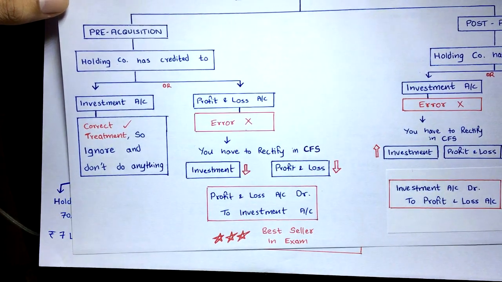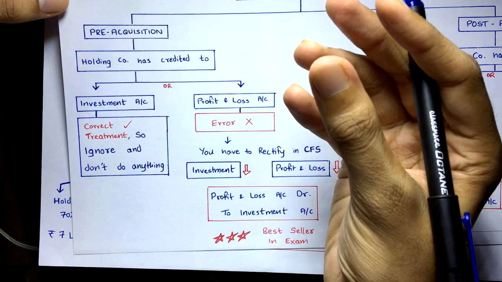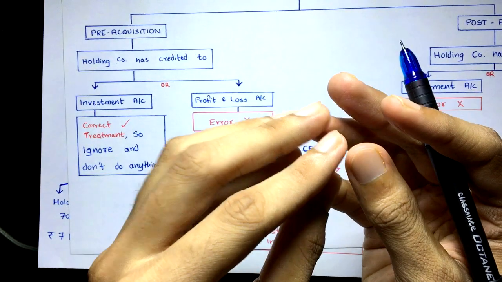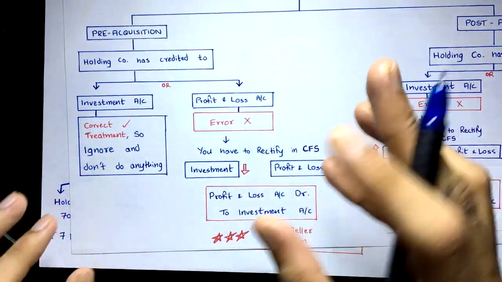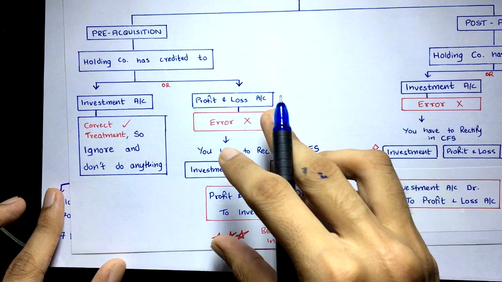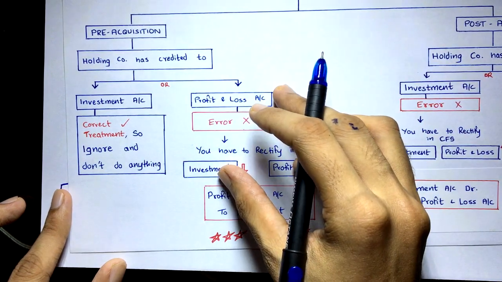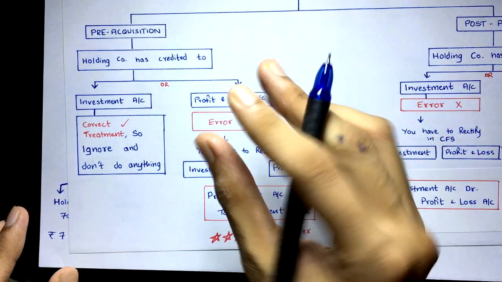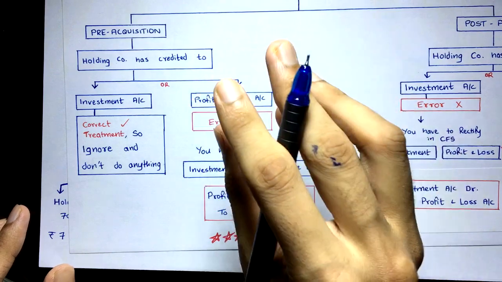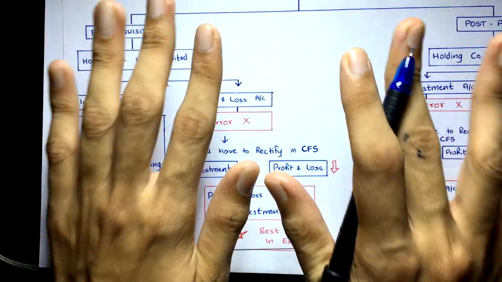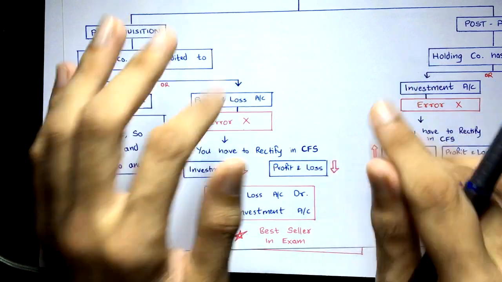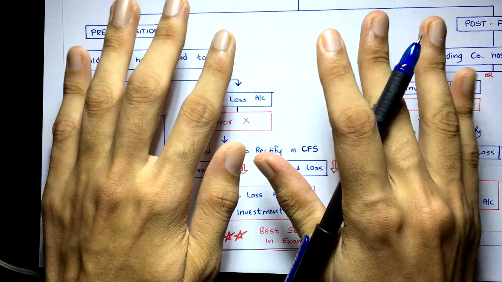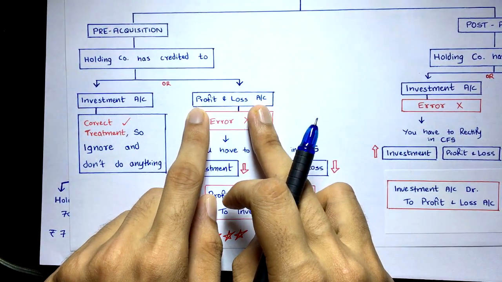But sometime what can happen, understand, sometime a dividend will be given to you, but of that dividend they might have done an error, but only the pre-acquisition dividend you have to rectify. The entire dividend they will take to profit and loss, the holding company, in separate financial statement. Okay, so let's say 10,000 is the entire share of holding company in the dividend. Now let's say out of that 10,000, 7,000 is pre and 3,000 is post. So what the holding company did, they took entire 10,000 to the profit and loss.